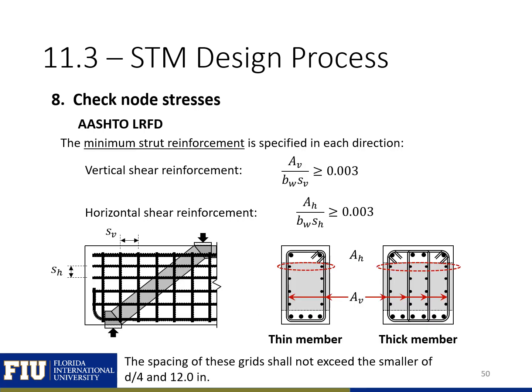The minimum strut reinforcement in AASHTO is broken up into vertical shear reinforcement and horizontal shear reinforcement. So you need to provide more than 0.003 reinforcement ratio for vertical shear and horizontal shear. In thin members, you can just get away with having 2 legs of reinforcement. But if you have thicker members, then you need to distribute the reinforcement across the cross-section width. And note that the spacing of these grids is also limited so that it can't exceed the smaller of d/4 and 12 inches. So those are the minimum spacing requirements for our vertical and horizontal shear reinforcement.